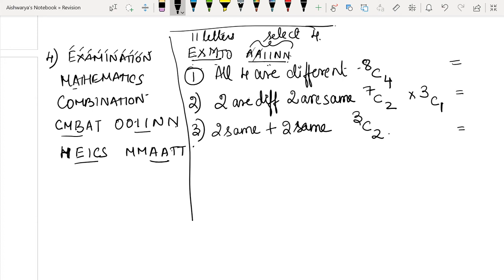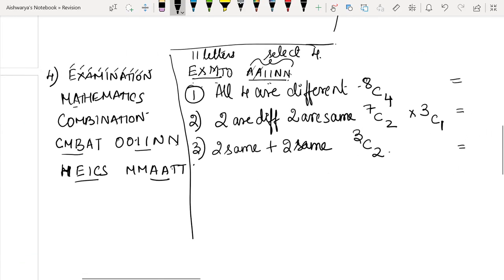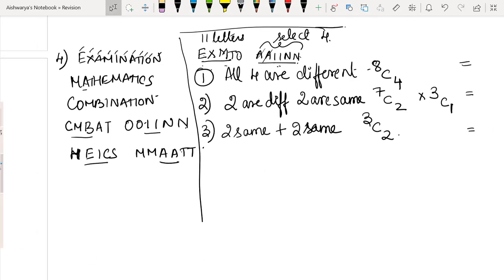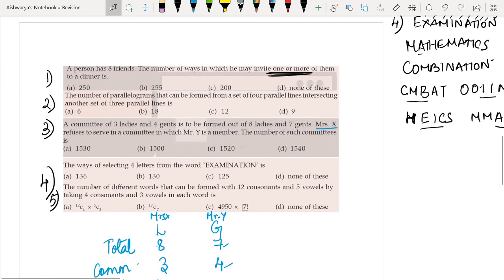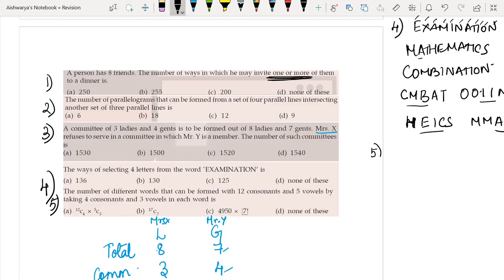Next part is calculation. Calculation part, don't worry much. Can I proceed, students? Can I go to the next question and probably the last question here? The 5th one. Yeah, read, Archana.